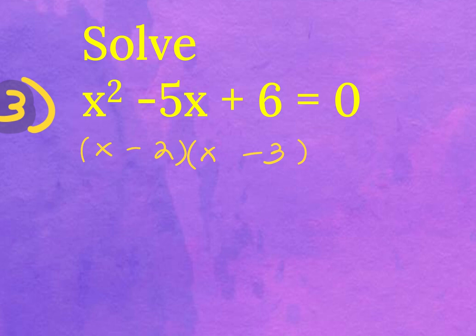I think 6 is the most commonly mistaken one because it's 6 and 1 and 2 and 3 both. But you've got to watch your signs. Because the last term is positive, they both have to have the same sign. And then we split and solve here. And I'd get x equals 2 and x equals 3.